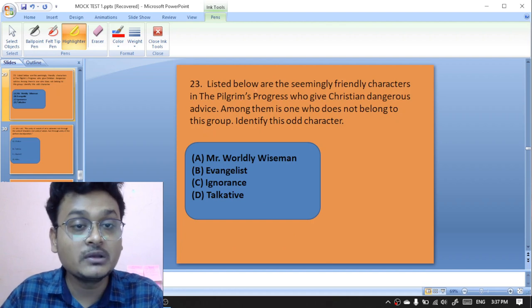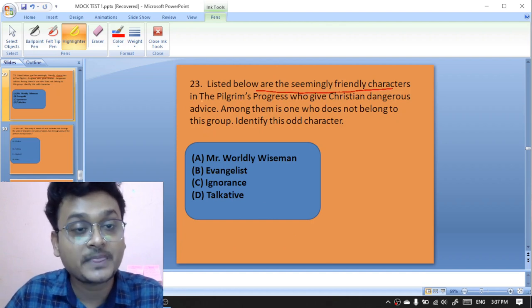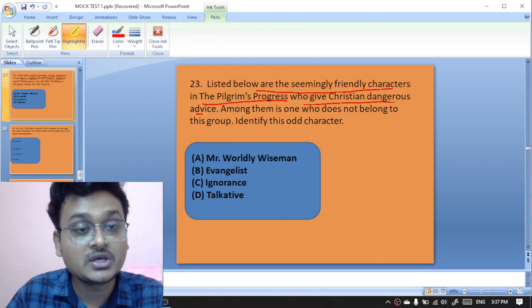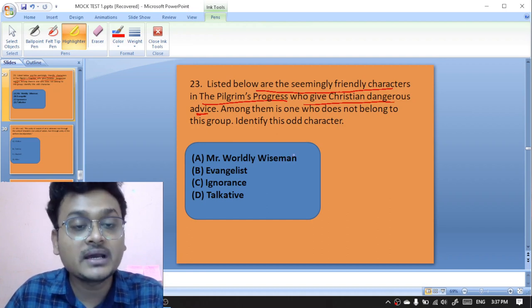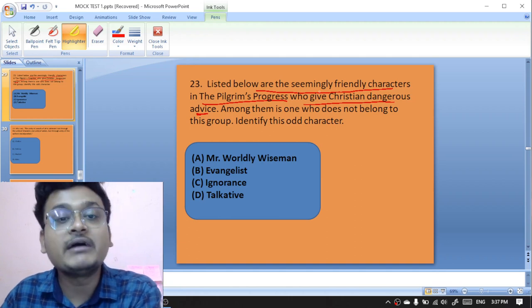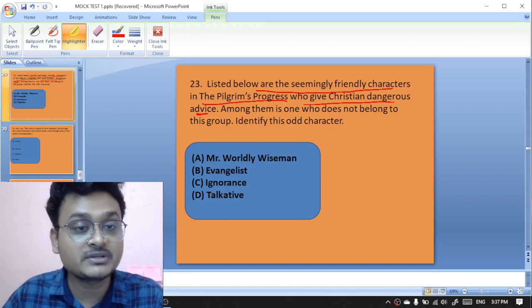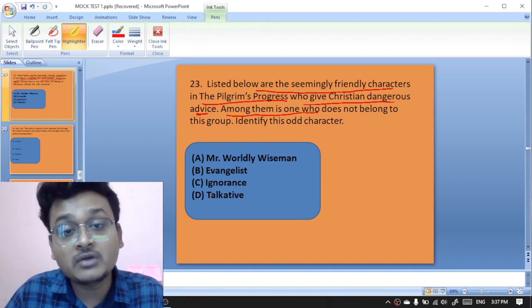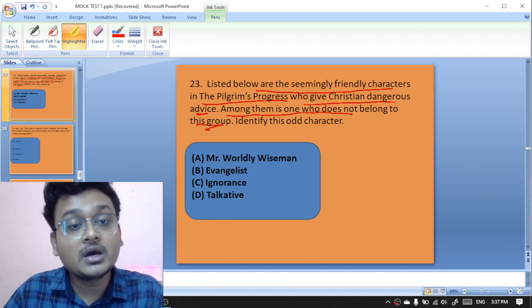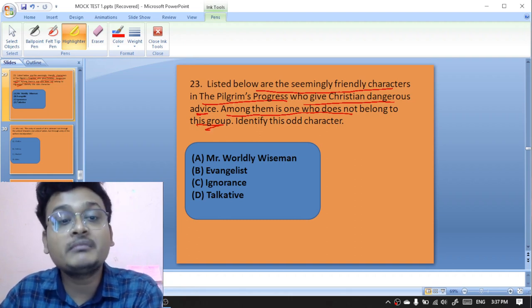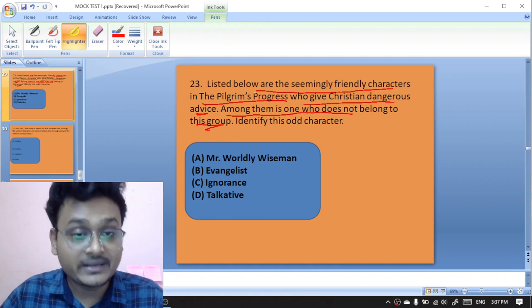Next question. Listed below are the seemingly friendly characters in The Pilgrim's Progress who give Christian dangerous advice. So there are some characters who have given dangerous advice to Christian in The Pilgrim's Progress by John Bunyan. Among them is one who does not belong to this group, one who has not given any kind of dangerous advice. So identify this odd character.